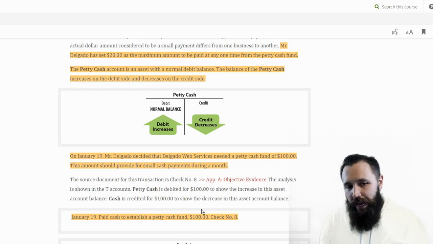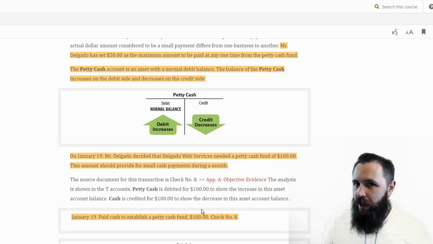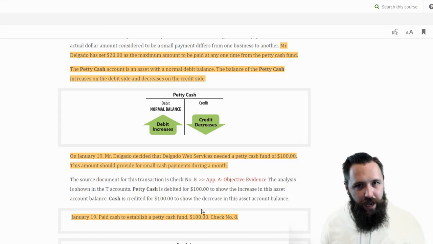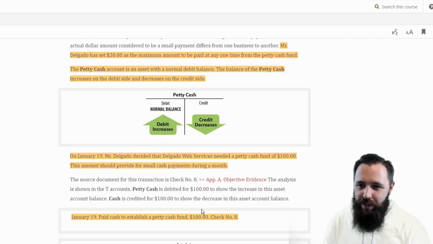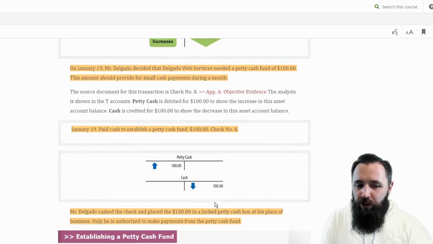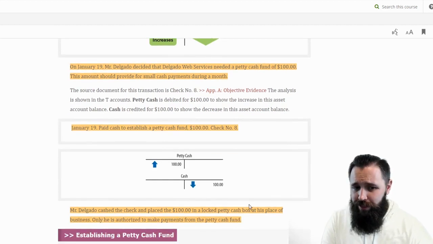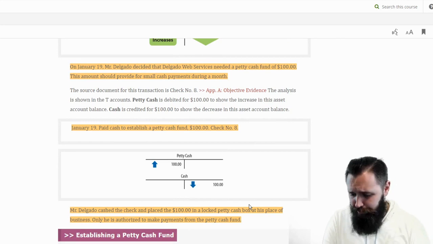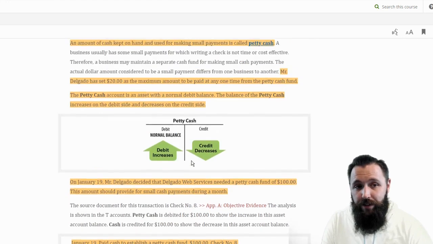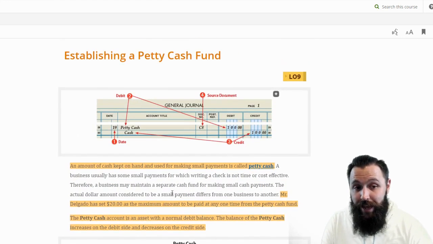And Mr. Delgado is going to decide that he wants $100 in his petty cash fund. And only he can use the petty cash fund. Kind of makes sense. He's the only owner of the business. And it should only be for items up to $20. So the first thing that we need to do is we need to establish this petty cash fund. How do we do that? Well, we are going to increase that asset, okay? So a petty cash fund is an asset.